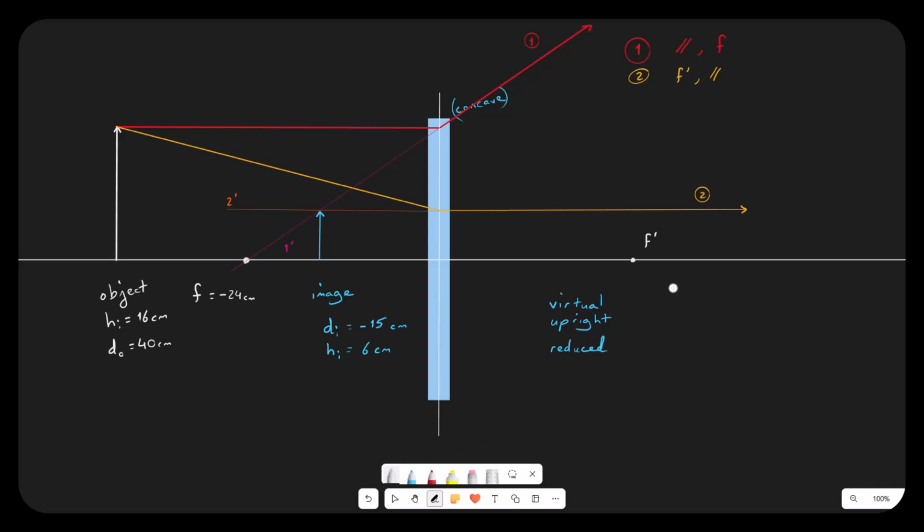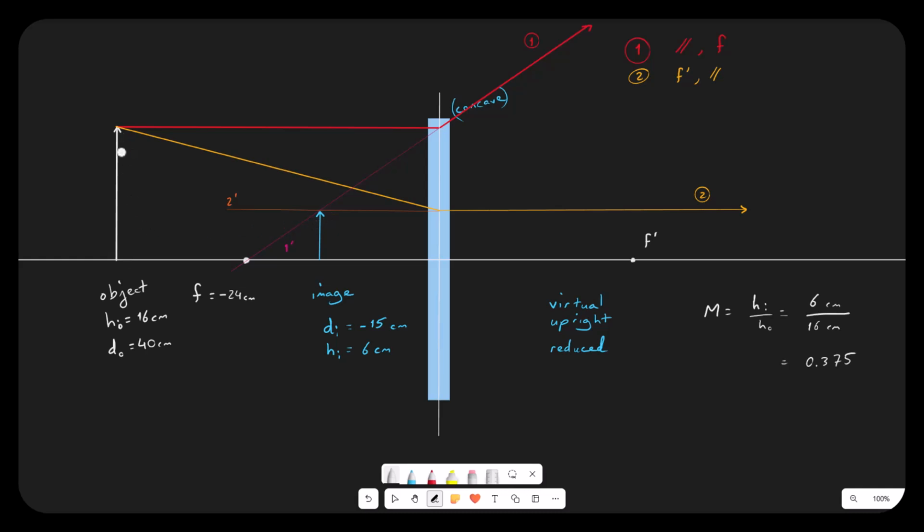I'm going to check my magnification. My magnification I know is HI over HO. So 16 centimeters is my HO. 6 centimeters is my HI. 6 over 16 is 3/8, which is 0.375. It is a positive number, which tells me my image is upright, and that's correct. It's less than 1, and that tells me that my image is diminished.